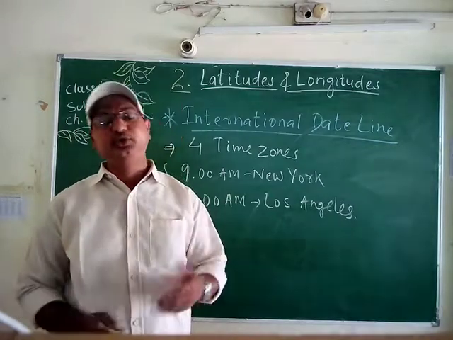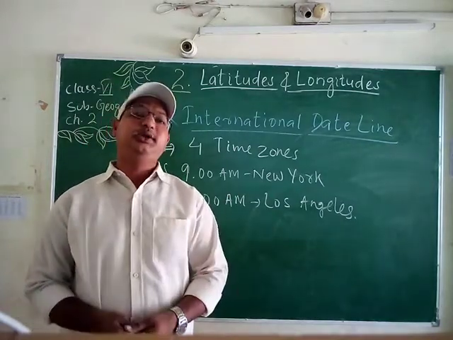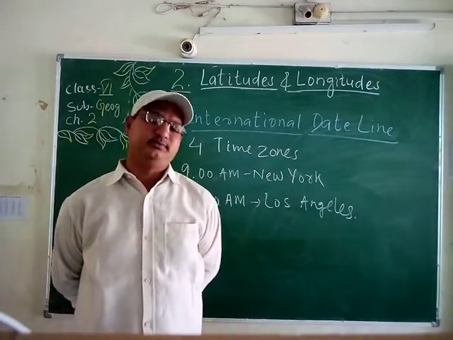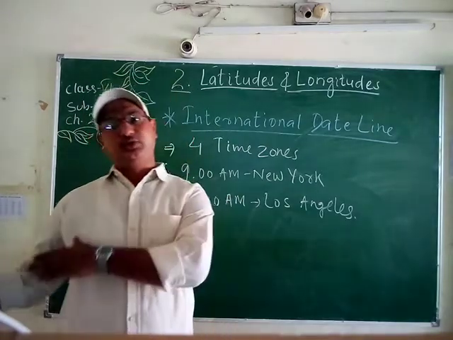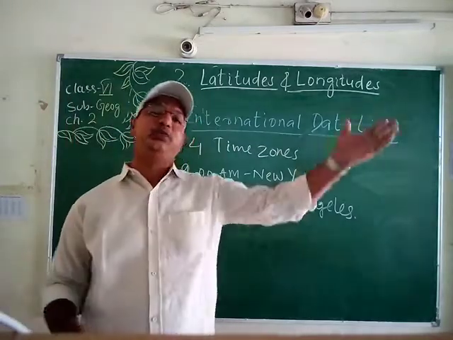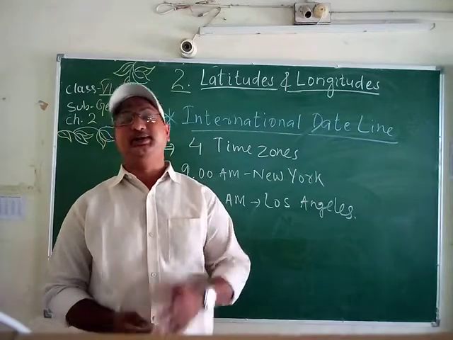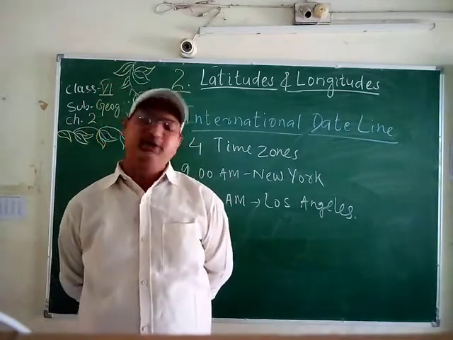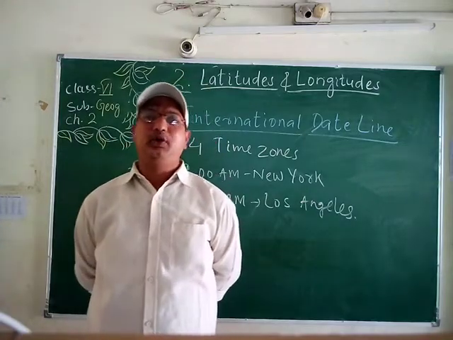Then students, as I am telling you, take the example of Russia. Russia is so big, so huge, even after division, that it has 11 time zones. Just imagine how much the time at the eastern part of the country is ahead of the western part of the country. It has 11 time zones. So our country, India, has only one time zone. It is also big, but it has only one time zone.